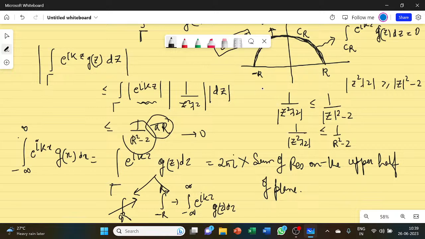And you know, on the real axis, whether you write z or whether you write x, they are one and the same thing. So basically these two integrations become equivalent as r tends to infinity. One has to remember that this particular integration can be replaced by this complex integration, and this complex integration is equal to 2 pi iota times the sum of residues on the upper half of the plane. Okay, so now let us come to the main problem.